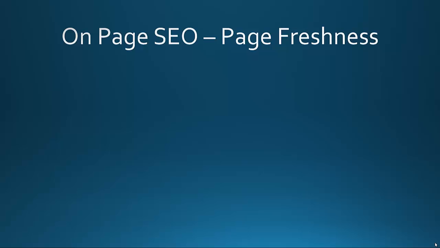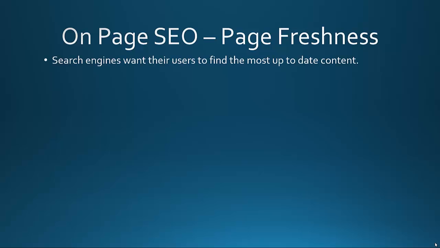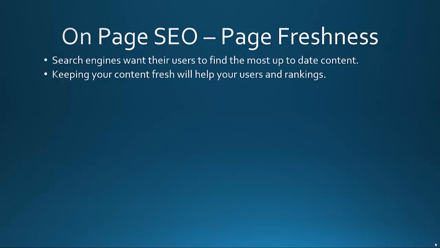On-page SEO, page freshness is another important factor that we'll talk about. Search engines want their users to find the most up-to-date content. That's just how it is. That's how they're set up. They're there for their users, and you need to be there for your users as well with that information. Keeping your content fresh will help your users and your rankings.